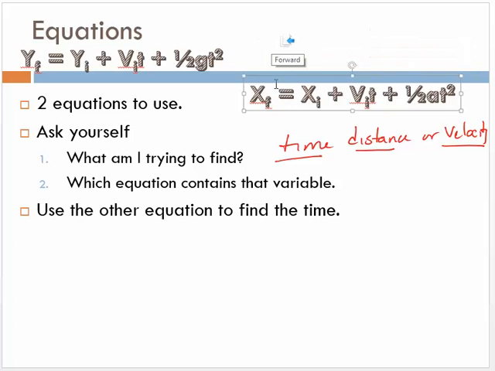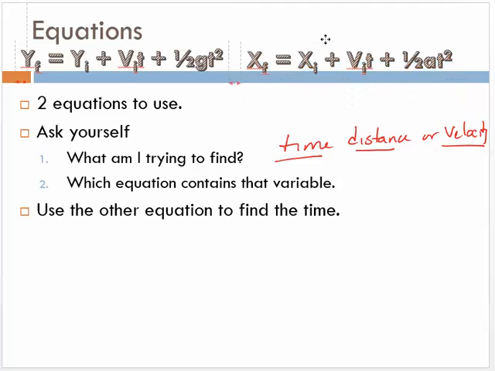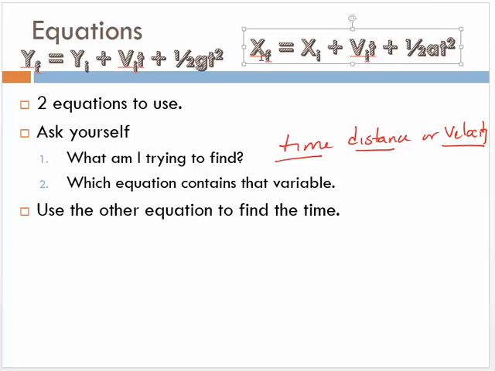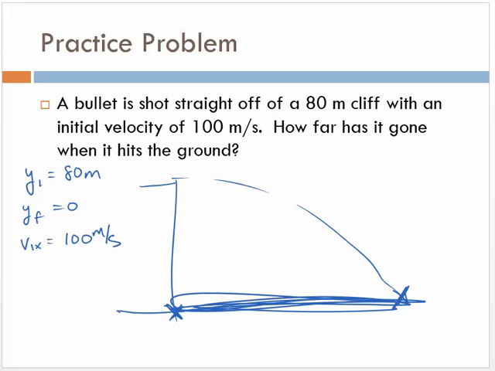So I've told you, use the other equation, because if you try to find xf, that's one variable. You don't know the time. That's two variables in one equation. You can't do that. So let's plug in what I know into my yf equation, because I want to know xf. So I'm going to use the other equation.